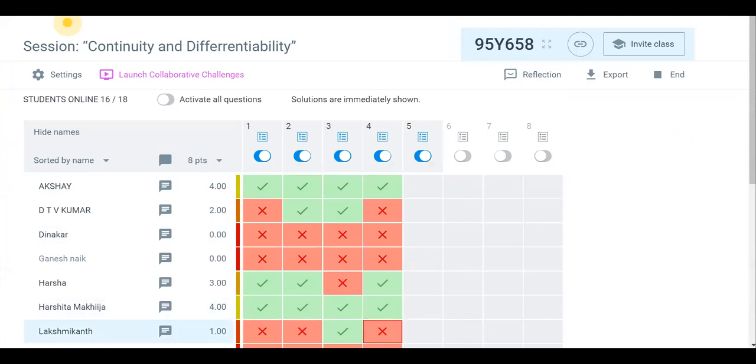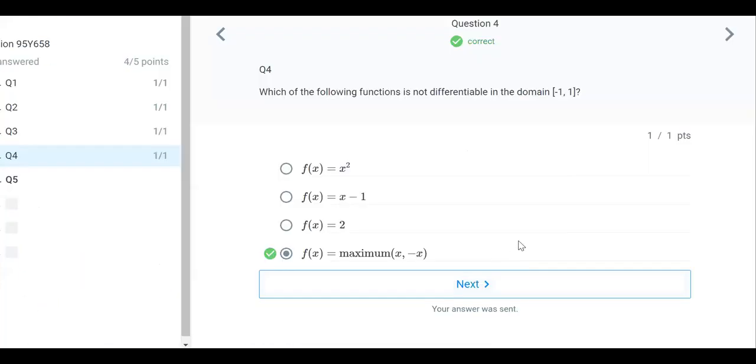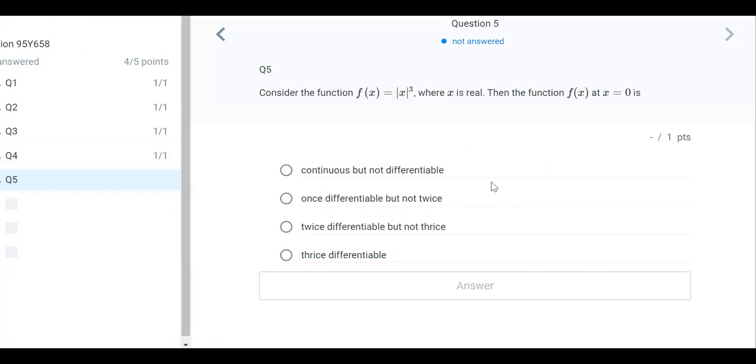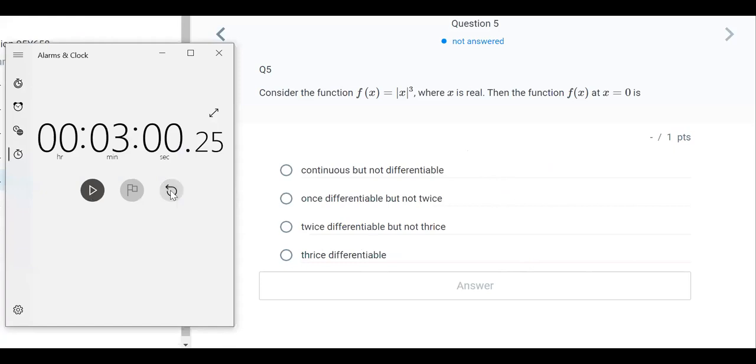Now look at question 5. Okay, a little thought has to be given. I'll give 2.5 minutes.